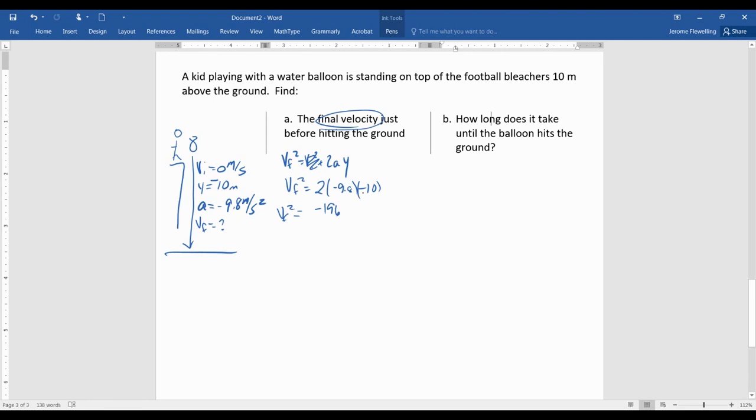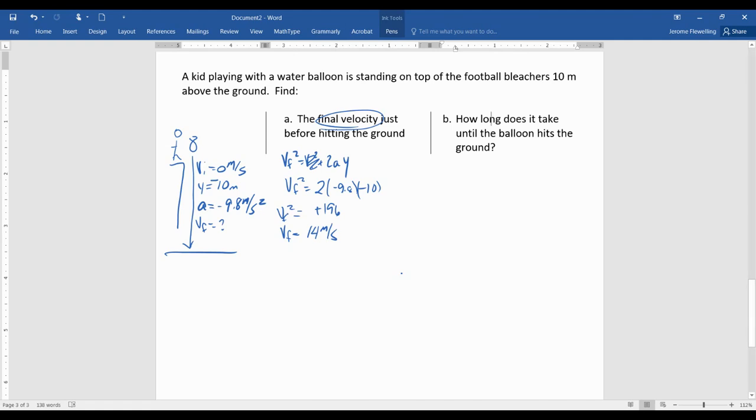I'm sorry, not a negative 196. The two negatives cancel out to become positive. But that does bring up a good point. If you forget to make the Y value negative here, this would be a negative, and when I go to square root this to get VF by itself, I would have a negative under the radical, which says, hey, something is wrong. You forgot to make something negative that should have been, and in this case, it's the displacement. So whenever I square root that, I'm going to get a final velocity of 14 meters per second once I square root that.